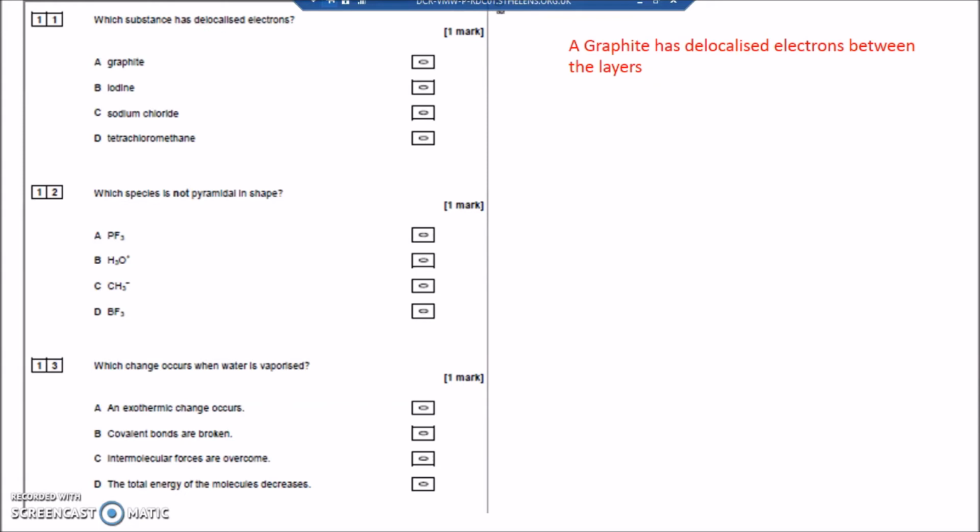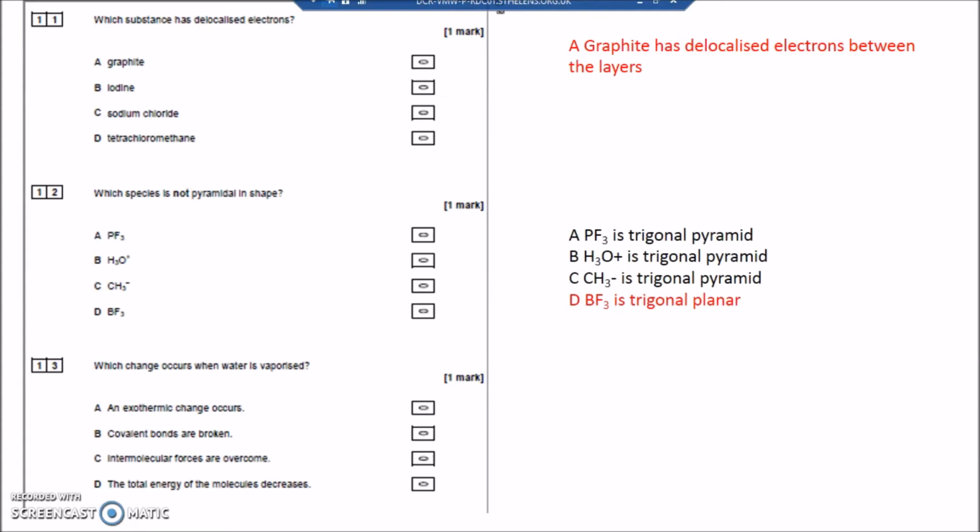Which species is not pyramidal in shape? Phosphorus is in group 5, so it's got 5 electrons in its outer shell. 3 bonding pairs, 1 lone pair, therefore it's going to be trigonal pyramid. H3O+, oxygen's in group 6, loses 1 electron to form a plus. Means there's 5 in its outer shell, 3 bonding pairs, 1 lone pair, again trigonal pyramid. CH3-, carbon's in group 4, gains 1 to get a minus charge, means it's got 5 electrons, 3 bonding pairs, 1 lone pair, again trigonal pyramid. Whereas BF3, boron's in group 3, 3 electrons in its outer shell, 3 bonding pairs with the 3 Fs. It's going to be trigonal planar with a bond angle of 120.